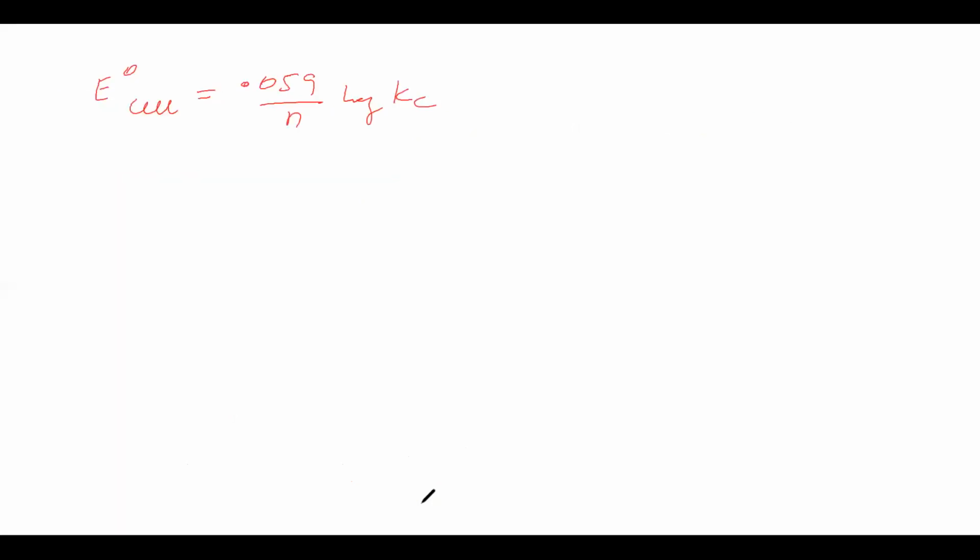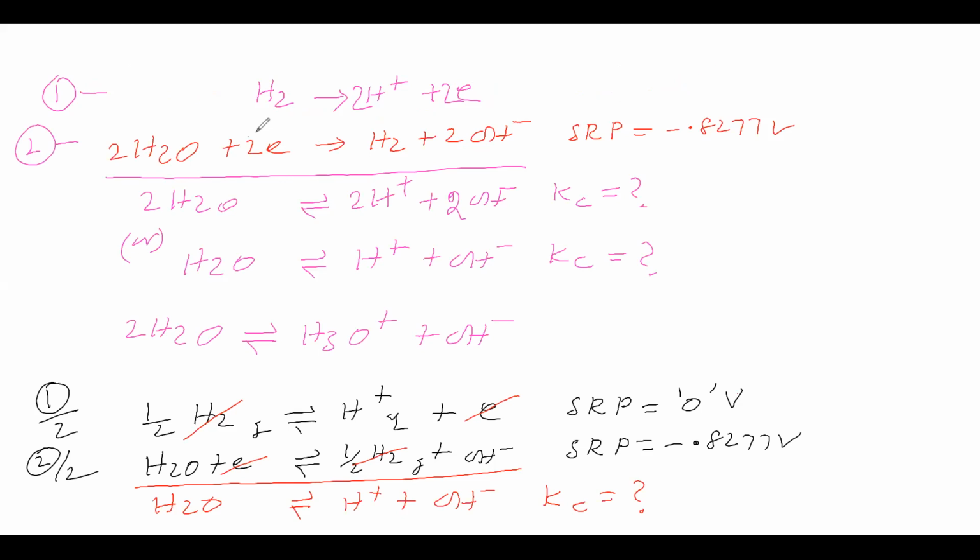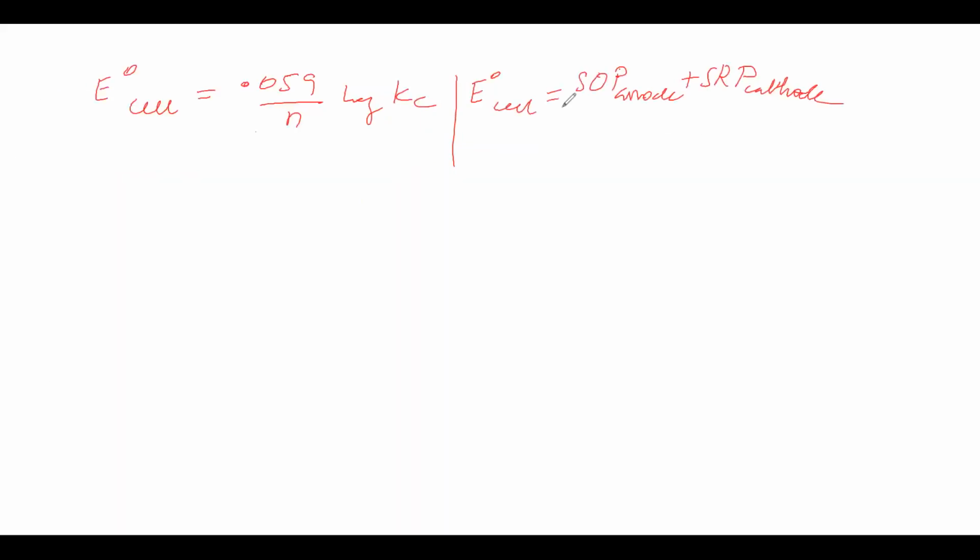So now we are going for E naught cell. E naught cell is equal to SOP of anode plus SRP of cathode. Now see, for this anode SOP is given, that is 0. For cathode SRP is given, minus 0.8277. So the anode SOP is 0, cathode SRP is minus 0.8277 volt. So E naught cell is minus 0.8277 volt.